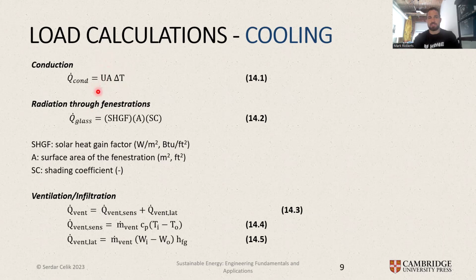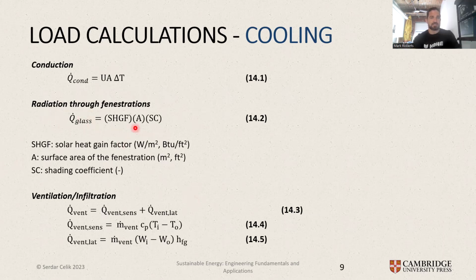And then this U would be the heat transfer coefficient. And the heat transfer coefficient would be the average rate at which heat moves through certain walls. And obviously, heat will move faster through things like windows and cracks than it does through cement. We can also have radiation through fenestrations, and these would just be general openings in the house.